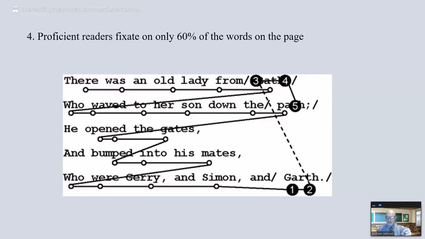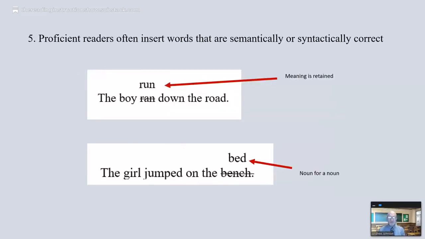An inefficient reader, by the way, reads like this, very letter by letter. And get used to watching the eyeballs of your readers. An efficient reader reads a little more smoothly, and you can see the eyeballs darting back and forth. Proficient readers often insert words that are semantically or syntactically correct. Semantically means they make sense within the sentence and meaning is retained.